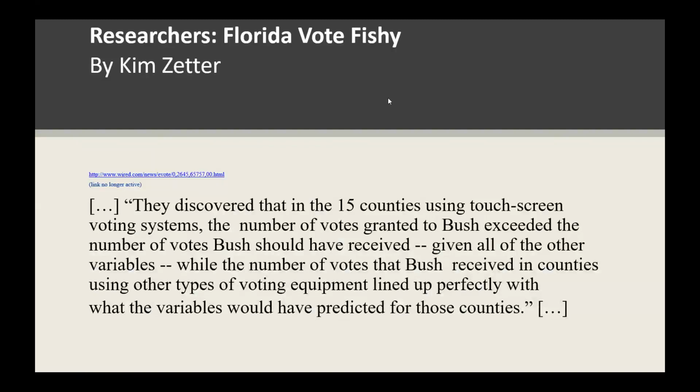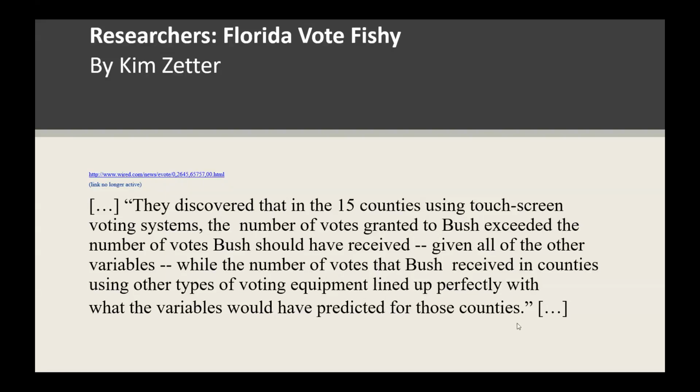So there was a headline, "Florida Votes Fishy," in Wired online. That link is no longer active. They discovered that in 15 counties using touchscreen voting systems, the number of votes granted to Bush exceeded the number of votes Bush should have received, given all the other variables, while the number of votes that Bush received in counties using other types of voting equipment lined up perfectly with what the variables would have predicted for those counties.